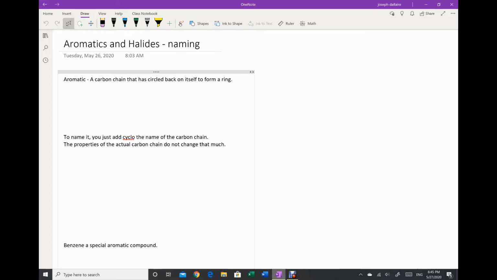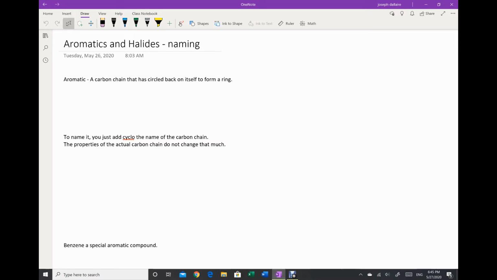Okay, here I'm going to be looking at aromatics and halogen-based hydrocarbons, or halides, if you will. And really, I'm going to talk about their naming, but there's not much new to the naming. It's mostly the same as the rules for the side chains that we're talking about, so I really just want to talk about what these things are.